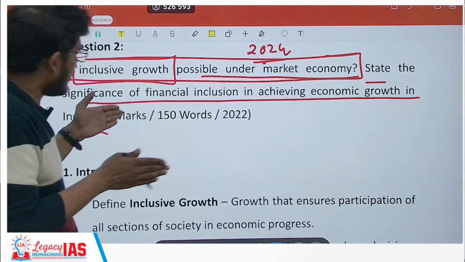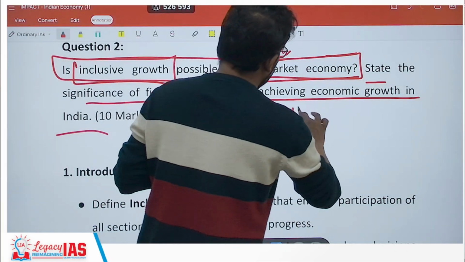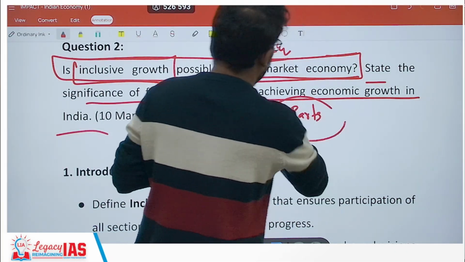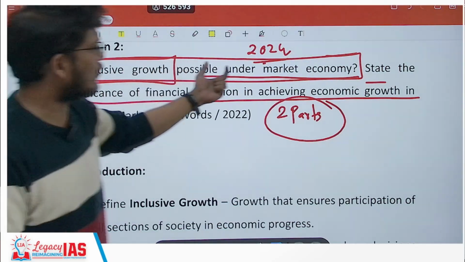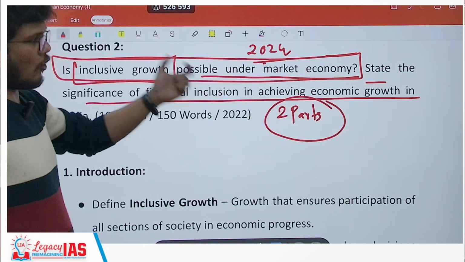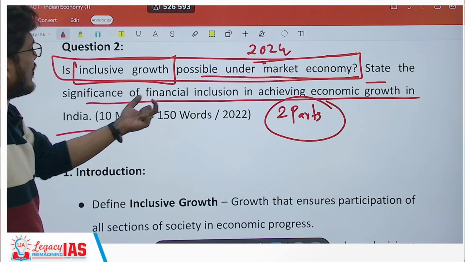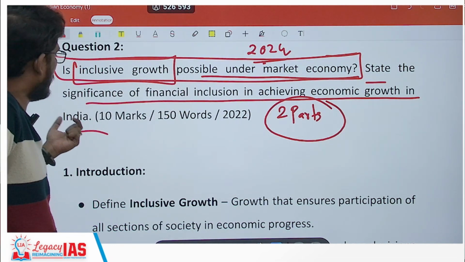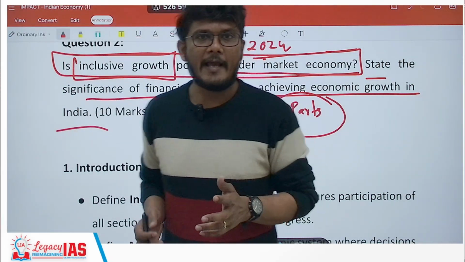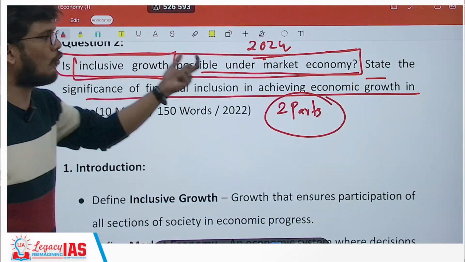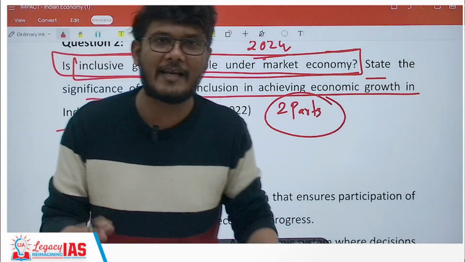So this question needs to be broken down into two parts. Very important to know. Is inclusive growth possible under market economy? This is also a very important part. State the significance of financial inclusion in achieving economic growth. Now this is of 10 marks. UPSC does not give you the division, whether the first part is 4 marks and the second part is 6 marks or anything like that.